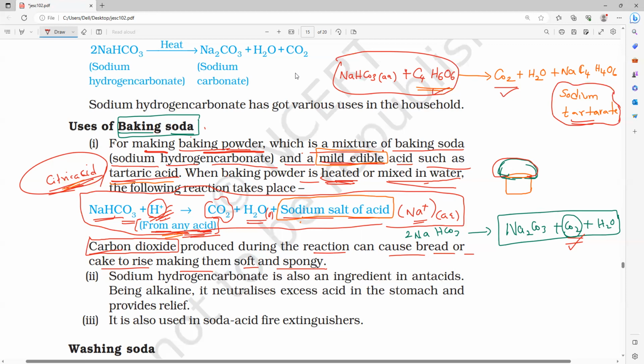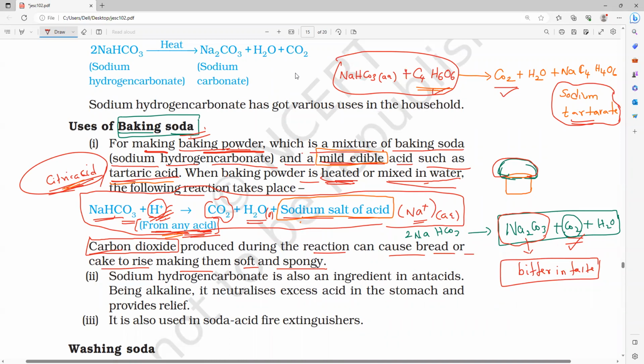But if you add sodium hydrogen carbonate, that is baking soda alone, it produces something extra. What is it producing? Sodium carbonate, which is bitter in taste. What is the taste of it? It is bitter. That is why our cakes also become bitter, and you are not feeling good to eat it.